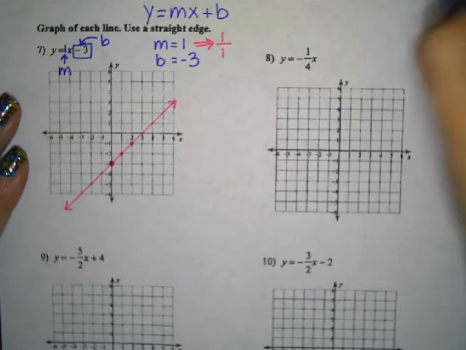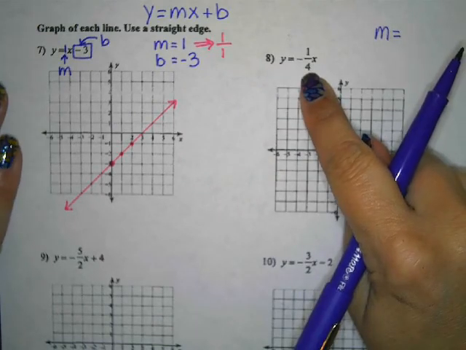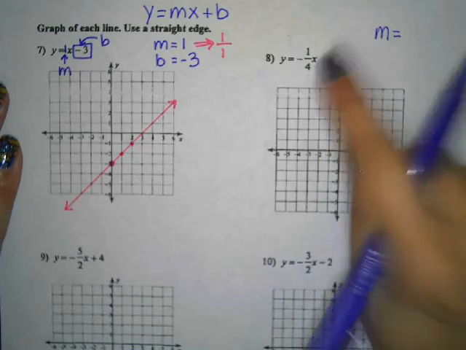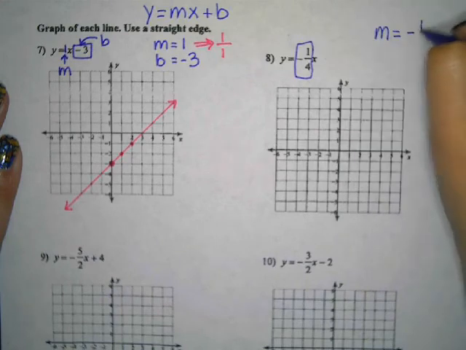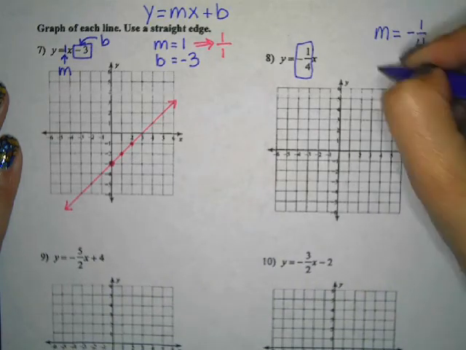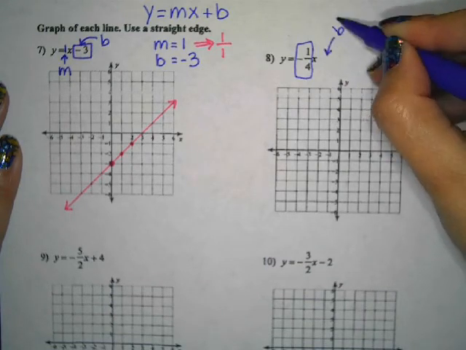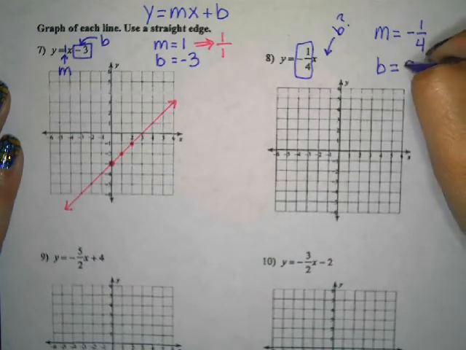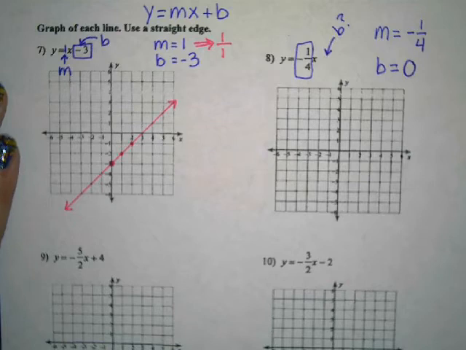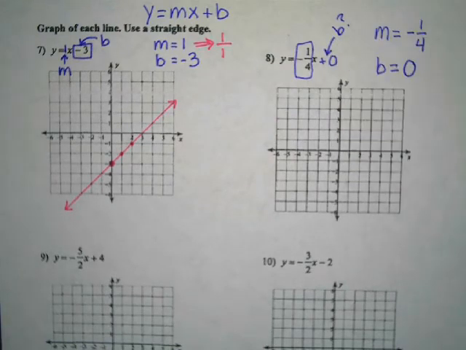Now number 8, again, we want to identify our slope and our b value. So my slope, m, is always going to be your rate of change, which is right in front of the x. So my slope is going to be negative 1 over 4. My b value, look at here. Do I have anything for my b? There's nothing there. So because there's nothing there, it's going to be a 0. Okay, so this would be like a plus 0 right here.